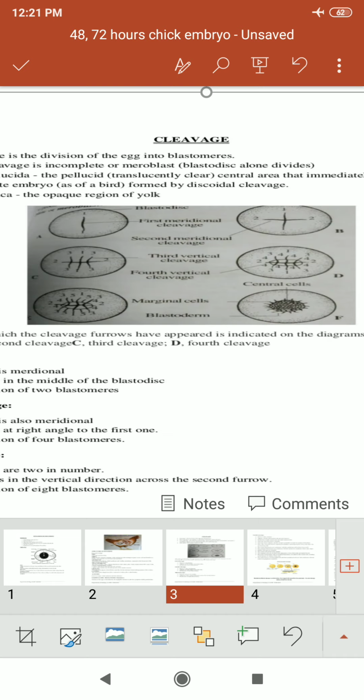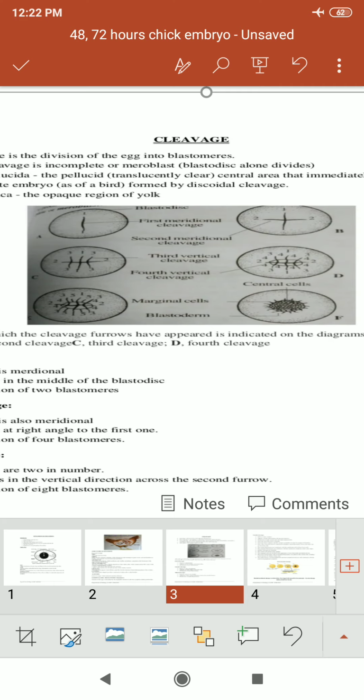The second cleavage furrow is also meridional, appears at right angle to the first one, producing four blastomeres. In the third cleavage, the furrows are two in number and appear in the vertical direction across the second furrow, producing eight blastomeres. Fourth cleavage, how does it look?